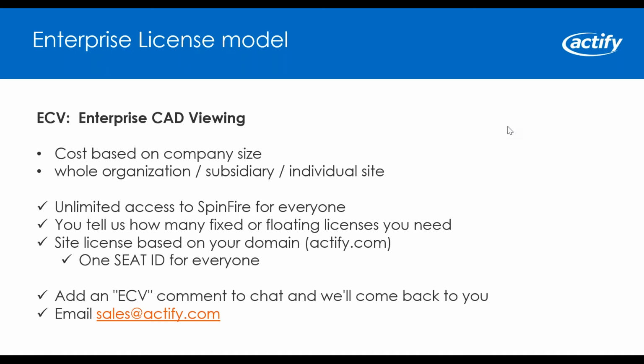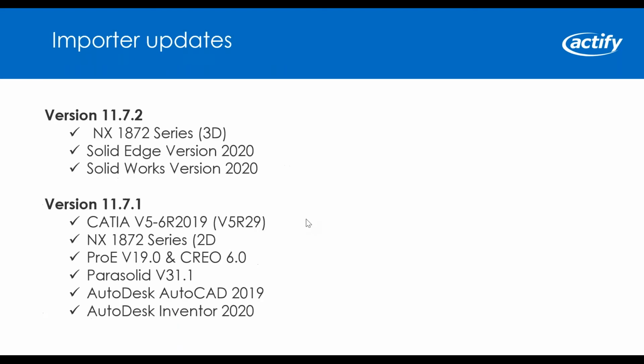And it may be possible, depending on who the contract covers, that you could have a site license which is based on your domain. So for us, it would be actify.com. And this gives you one seat ID that can be activated an unlimited number of times. So if you're interested, please add an ECV comment in the chat box, and again, we'll come back to you, or you can email sales@actify.com at any time.